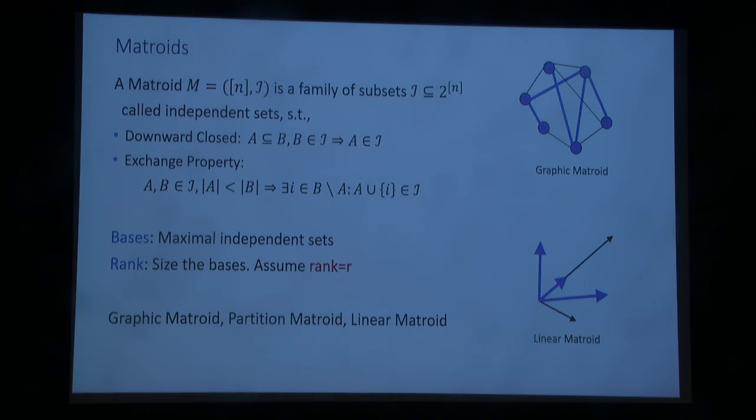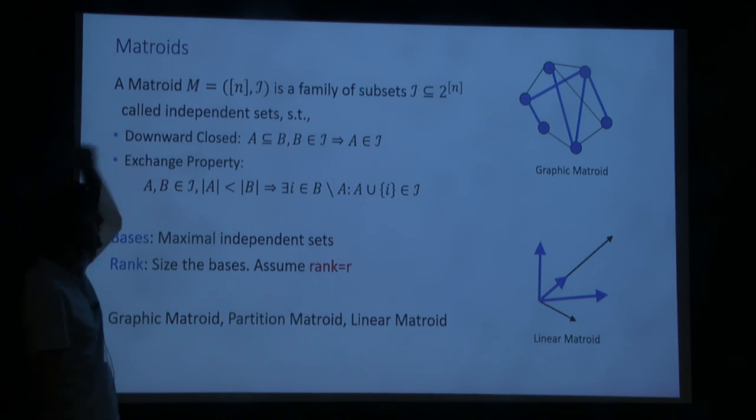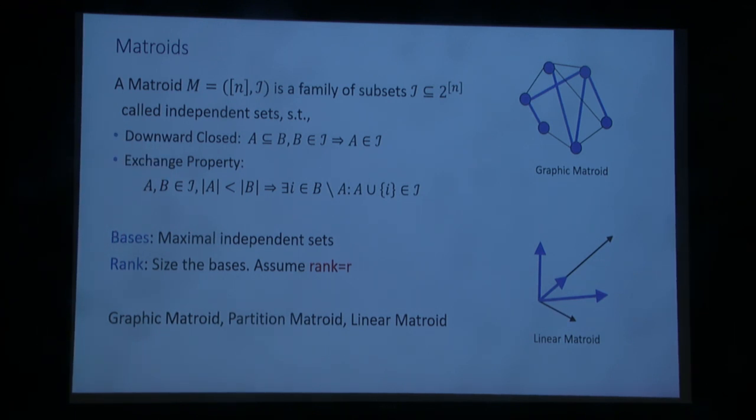Basically, I assume that you have a set of elements, 1 to n, and you have a family of subsets of these elements. These are typically called independent sets. And usually the way we define them in CS is that they have these two properties. They are downward closed: if a set is independent, every subset is independent. And they have this so-called exchange property: if you have a bigger independent set, you can add something from the bigger one to the smaller one to get another independent set. So this exchange property says that all maximal independent sets have the same size. These are called bases. The rank of the matroid is the size of its base. We usually assume that the rank is r.